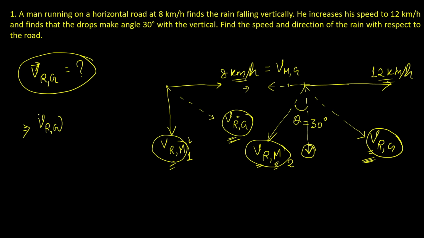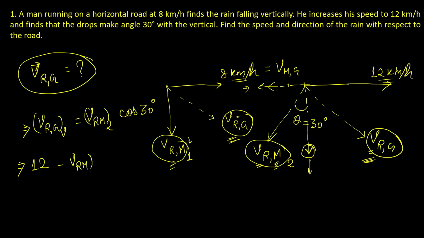V_RG vertical, that is the vertical component, I am writing V in this direction. That will be equal to what? This V_RM2 cos of 30 degrees. Now in the horizontal direction, 12 minus of this V_RM2 sin 30 in this direction. That's why I'm subtracting it from 12. V_RM2 sin 30, and that is equal to what? This minus of this, that is V_RG in the horizontal direction.